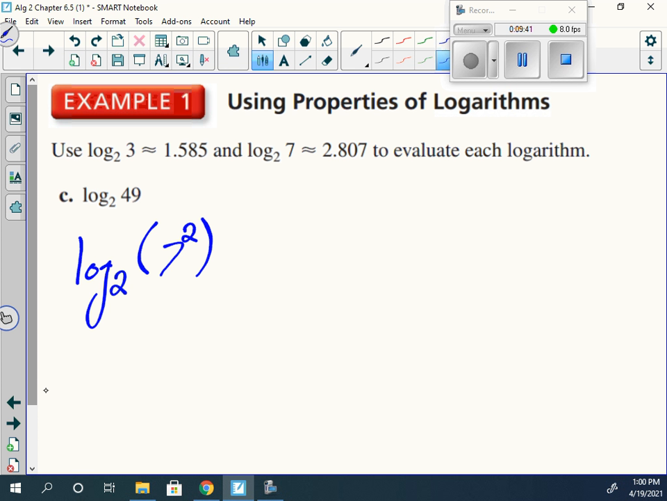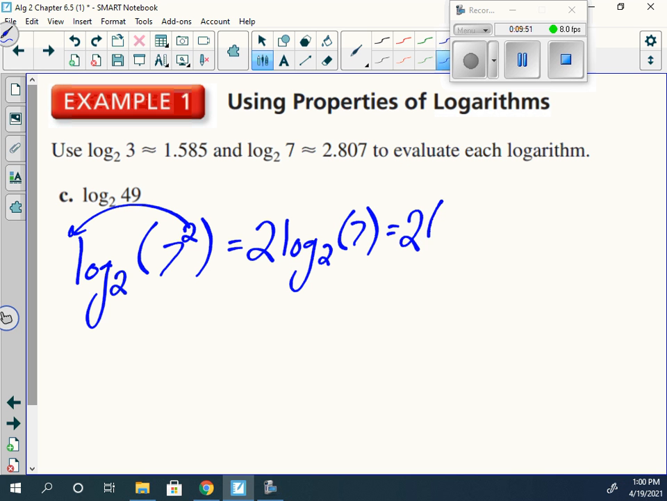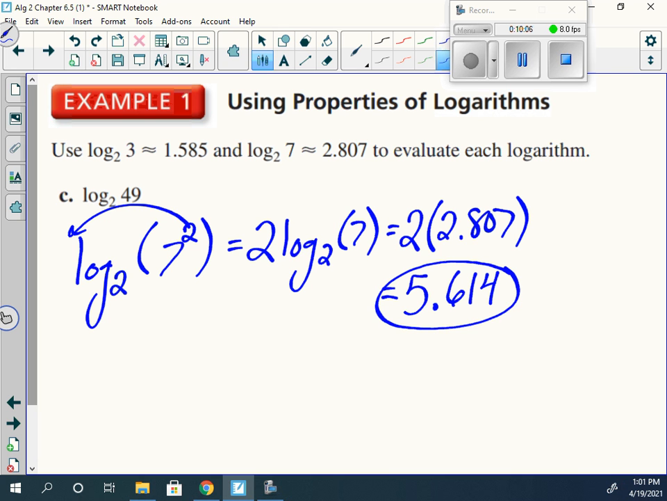Because if we use 7 squared, well, I can move the 2 out front, which would give me 2 log base 2 of 7, which is 2 times 2.807, which would be 5.614. Do we agree with that there?